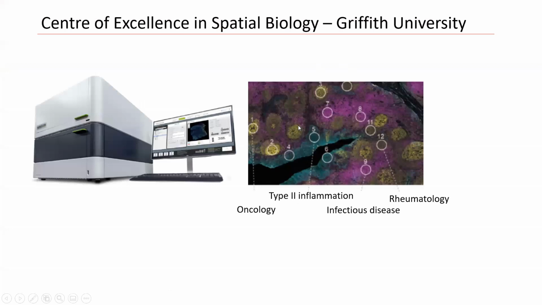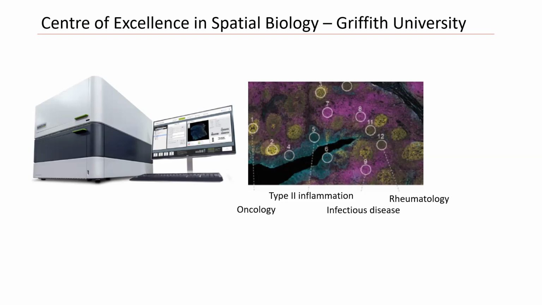There we go. So the first thing I just wanted to quickly mention is that Griffith University has been working with NanoString now to develop a Centre of Excellence in Spatial Biology, following the long history we've got looking at genomics research. Our research group has now got a 10 or 15 year history looking at genomics, particularly in obesity, oncology, and type 2 inflammation, particularly around eczema and allergy.